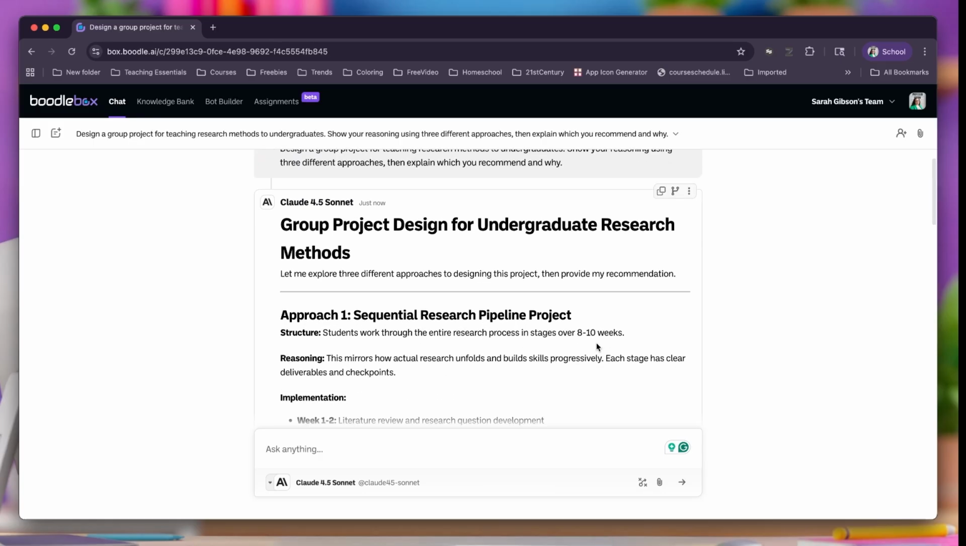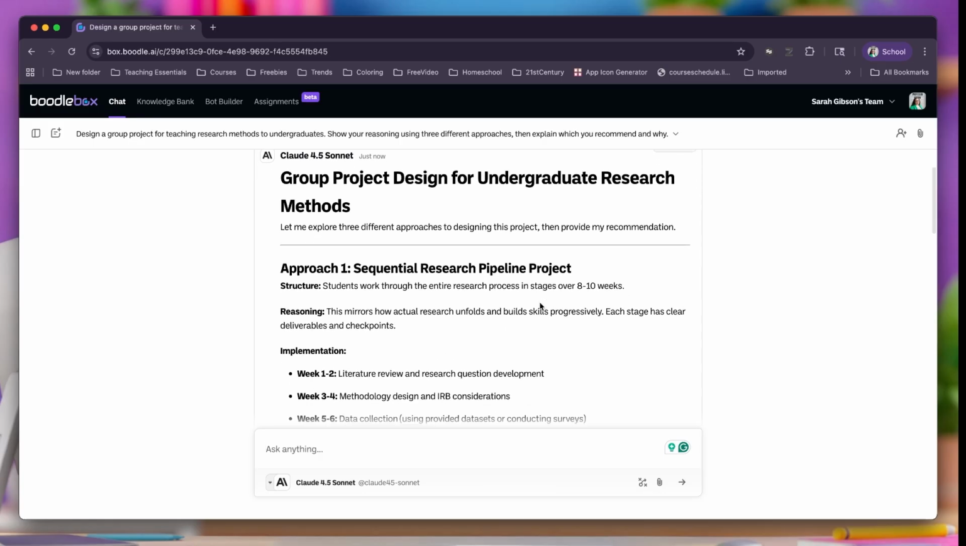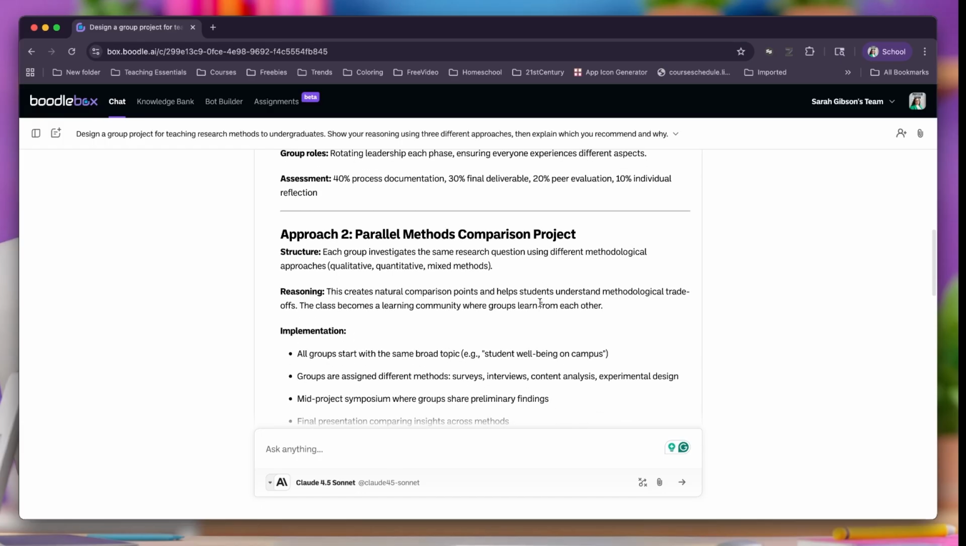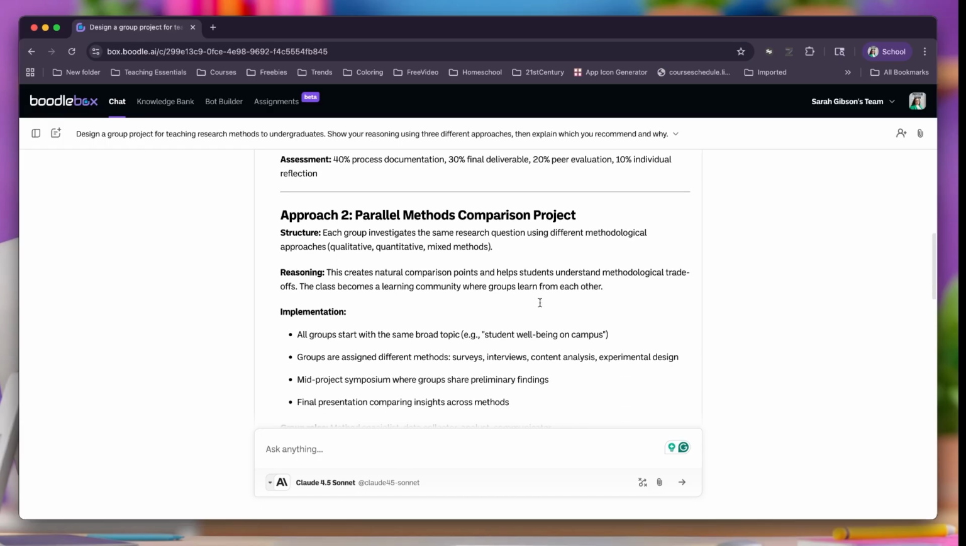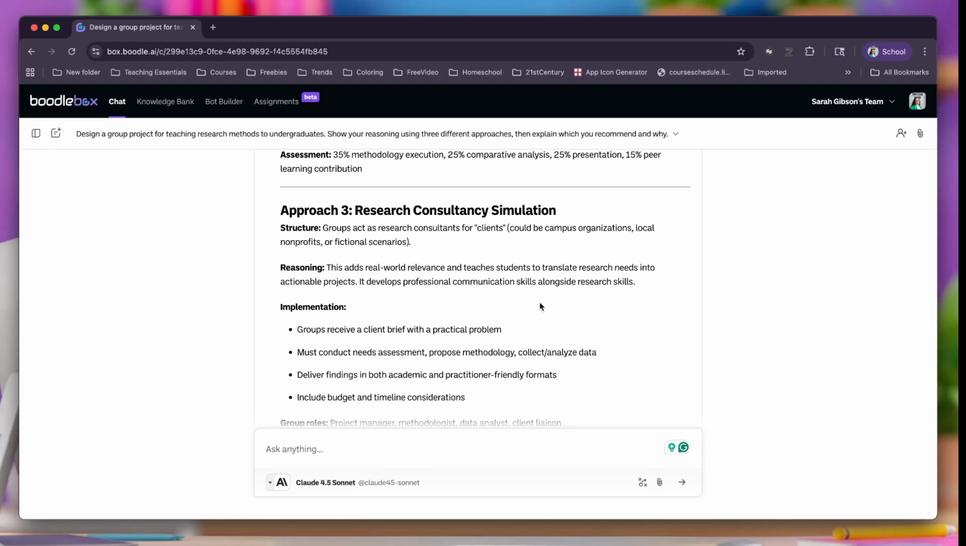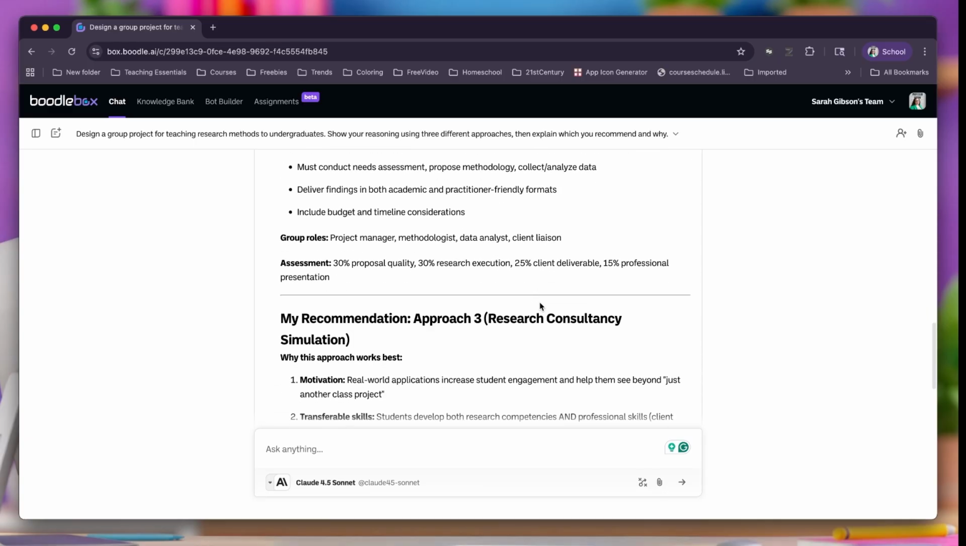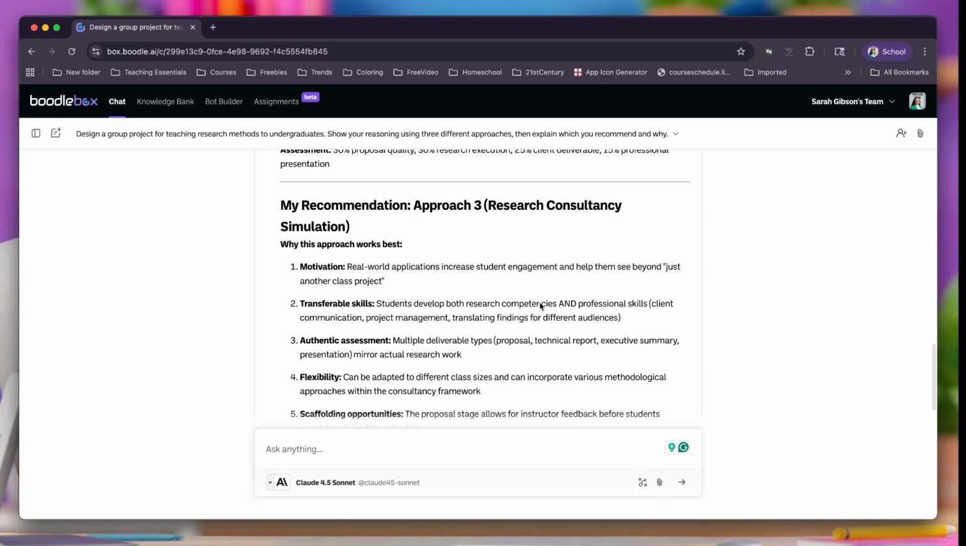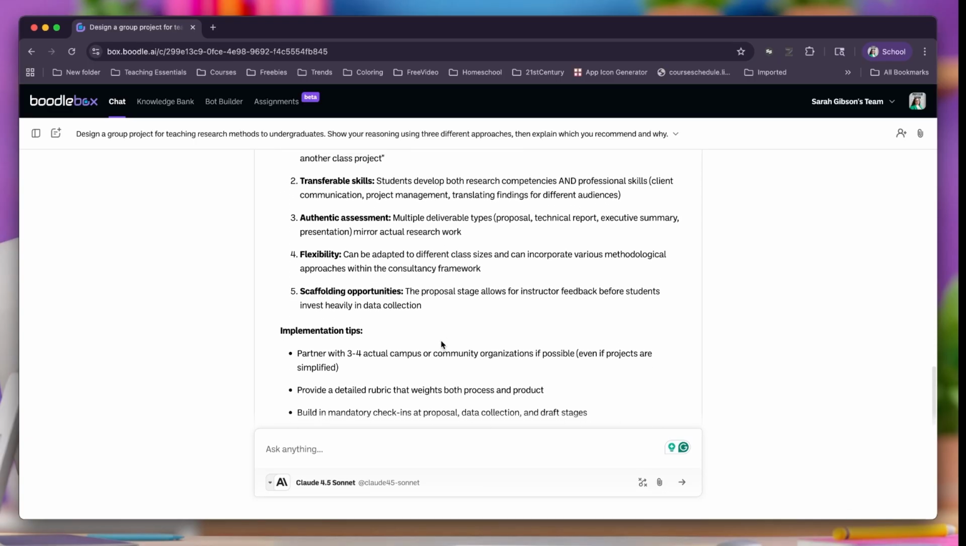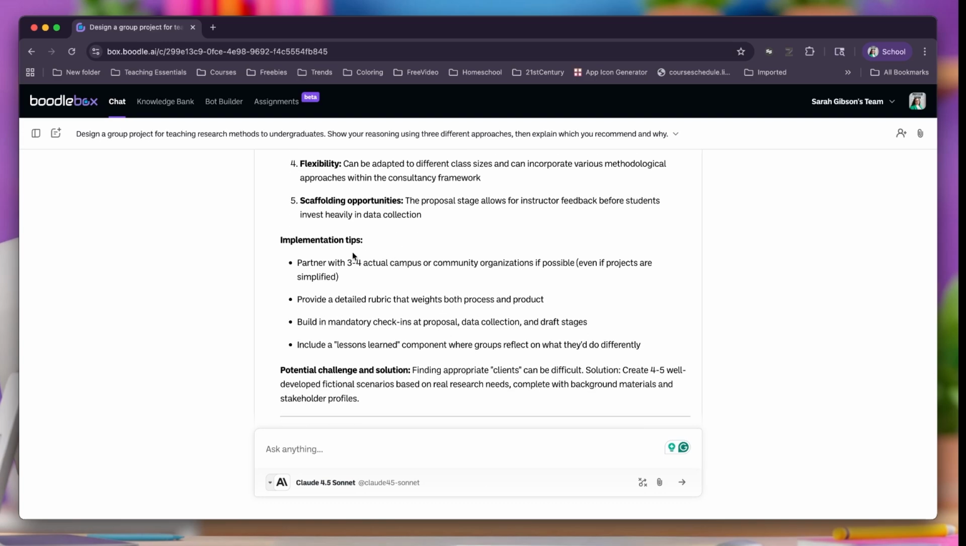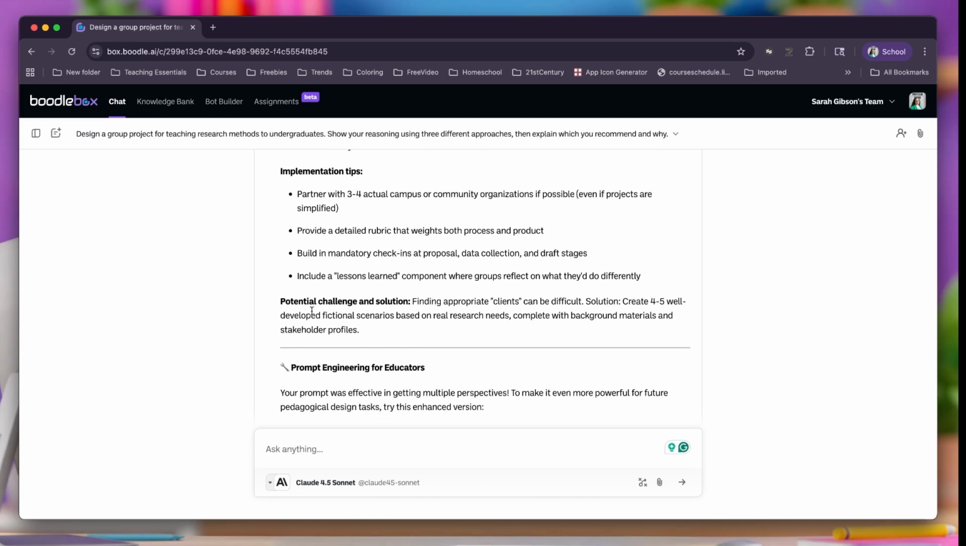So the first approach is a research pipeline project. The second is a parallel methods comparison project. And the third is a research simulation. And the one that it recommends is approach number 3, and it also tells you why. It gives you some tips too, and looks at potential challenges and solutions.